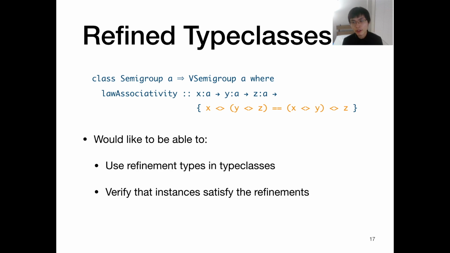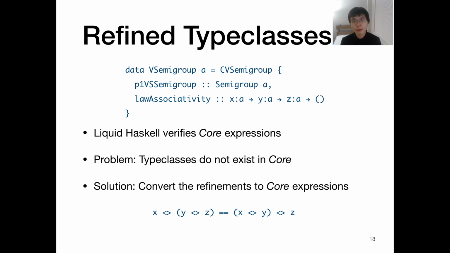Every time an instance is created, we want Liquid Haskell to check that it satisfies the associativity requirement. Liquid Haskell verifies the core, where type classes do not even exist. Instead, we have VSemigroup as a data type, as shown on the screen, where P1VSemigroup refers to its superclass dictionary, while law associativity is the actual law method that we've added. Fortunately, Liquid Haskell does know how to verify refined data types.